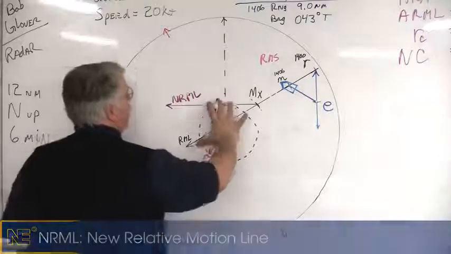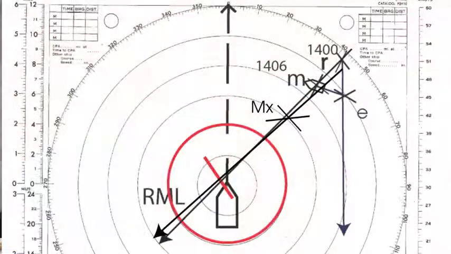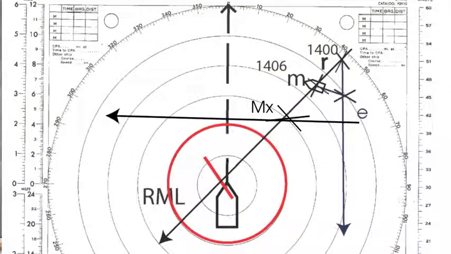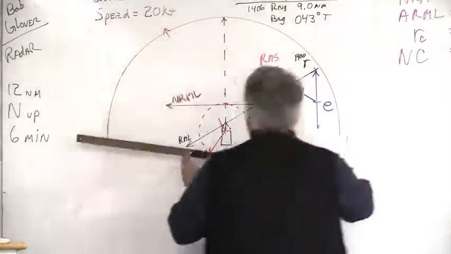And as you can see, all I've done is taken this old relative motion line and I've pivoted it about the point of MX and redrawn it so it's just tangent to my required CPA, whatever that may be. And again, that may come from the captain or the standing orders or the company, okay?